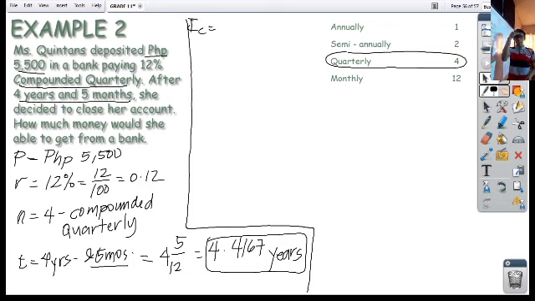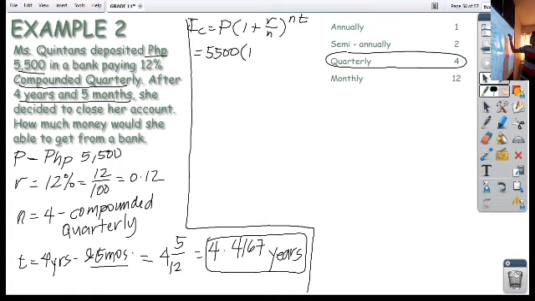Dalawa lang naman yung sinusolve natin dyan. The compound interest and also the interest charge. So, the compound interest in this problem first, no? So, A is equals to P times (1 plus r/n) raised to n times t. So, the principal amount, that is 5,500. And then, 1 plus, change the value of r, that is 0.12, all over the value of n, that is 4.